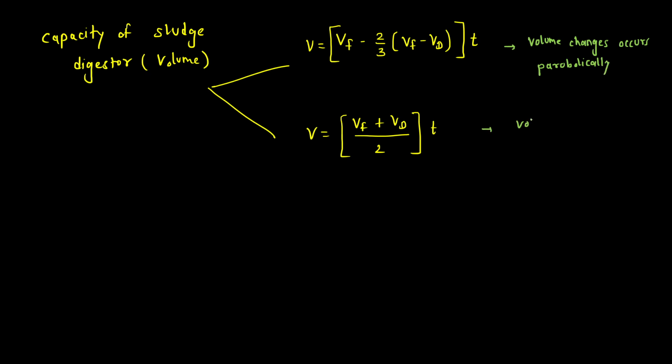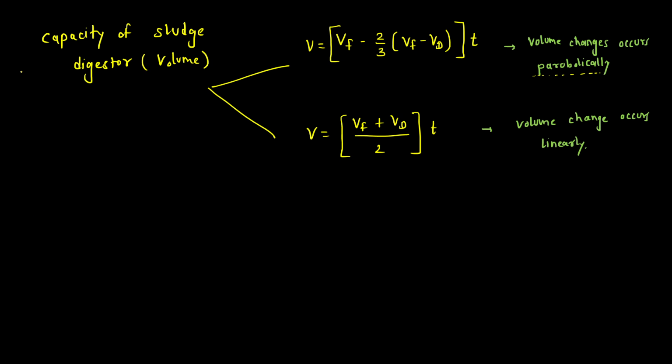If we are assuming that the volume change in the sludge digester occurs linearly, then we will use the second formula. In the question you have to read which assumption is taken. If no assumption is taken, I prefer you go with the first formula, because in practice there will not be any linear volume change, there will be a second degree, that is parabolic, volume change. Hence this gives a more accurate answer. So if nothing is given in the question, go for the first formula. If it is given that the volume changes occur linearly, go with the second formula.